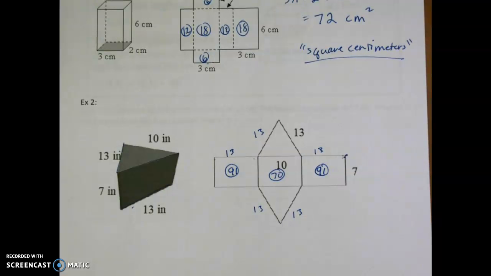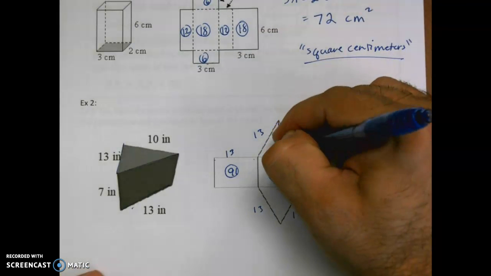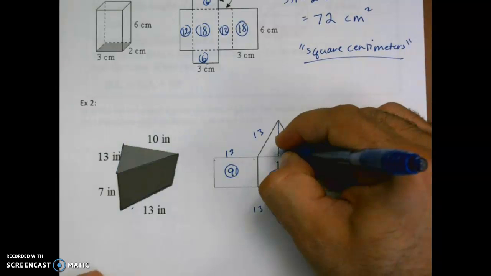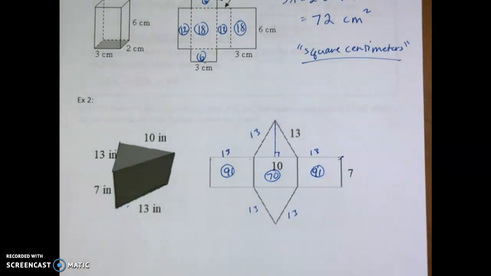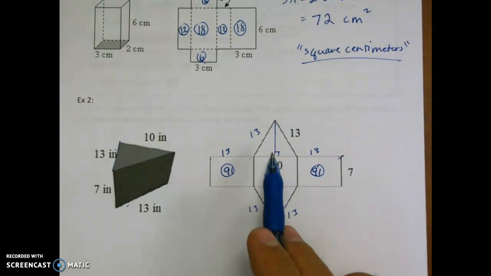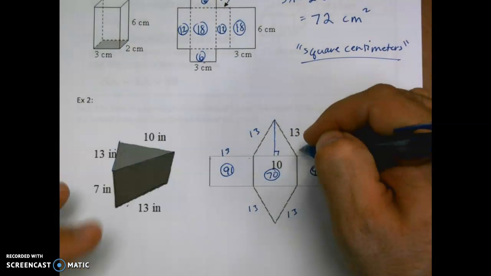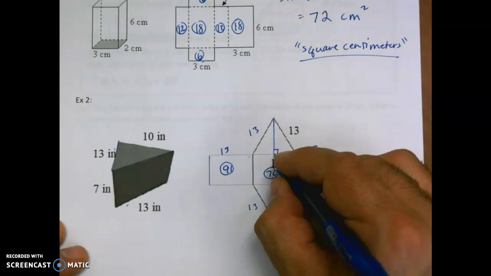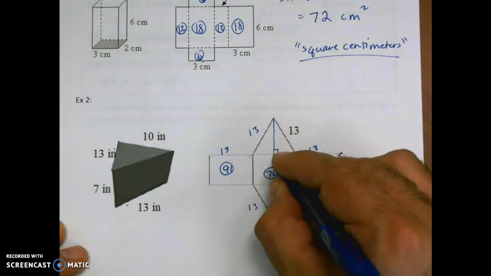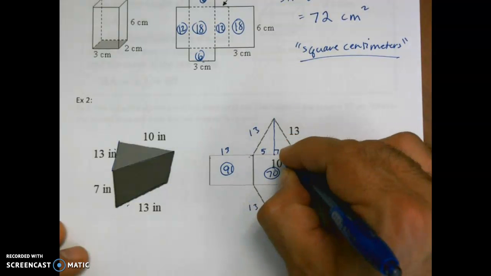Now, I need to find the area of my triangles, but to do that, I've got to do a little bit more. I've got to figure out what my altitude is. Now, using properties of isosceles triangles, which this is, a 13, 13, 10, these two sides are the same. So this altitude cuts this into 2 congruent triangles. And this total side is 10. That means each one of these pieces is going to be 5.